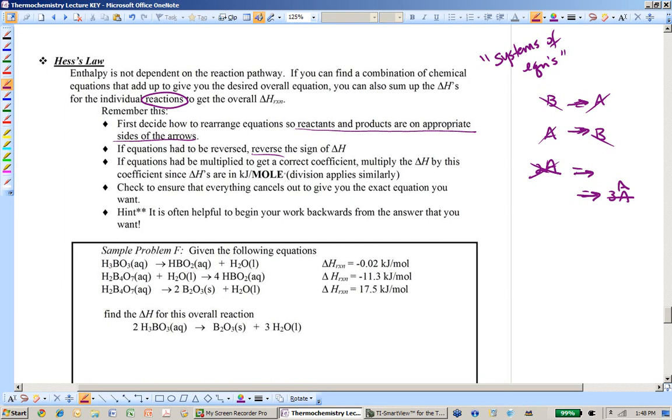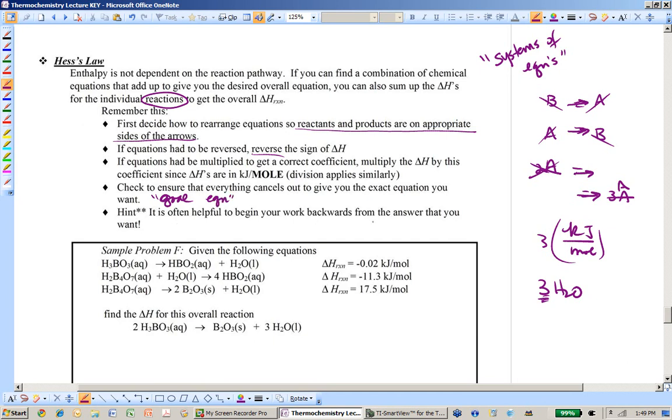If the equation had to be reversed, like I just said, reverse the sign of delta H. If the equations have to be multiplied to get a correct coefficient, then we're going to multiply the delta H, because, remember, delta H's are in kilojoules per mole. Remember, stoichiometry implies moles as well. That's 3 moles of water, not 1. So since this is a 3 and this is per mole, I would have to triple this if I need to. Check to ensure that everything cancels out to give you the exact equation that you want. I call that my goal equation.